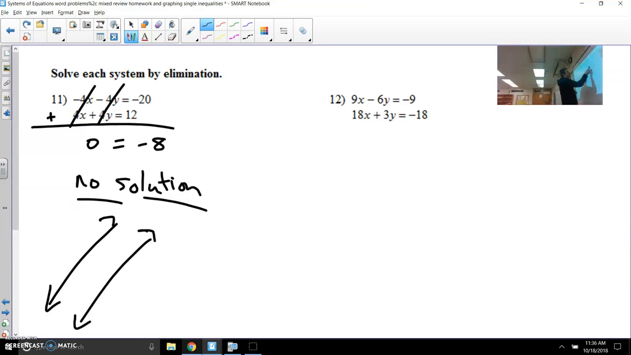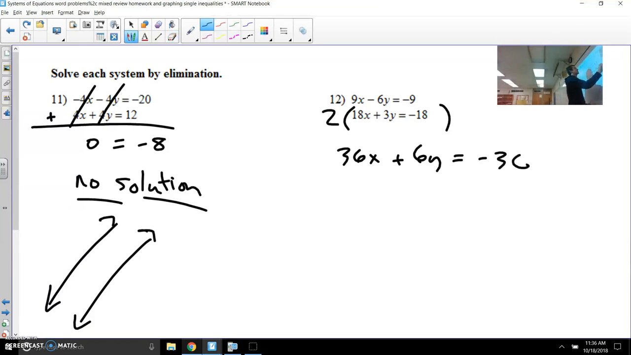I don't really have anything that would cancel immediately, but I like the fact that I have a plus and a minus for the y values. So I bet 3 could become 6 if I multiplied by the right number. So I'm going to multiply that by 2 so that it gives me positive 6 there. So 2 times 18 is 36x. 2 times 3y is 6y. And 2 times negative 18, I think that is negative 50. No, negative 36. Cool.